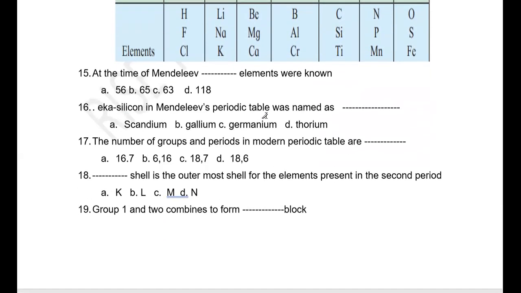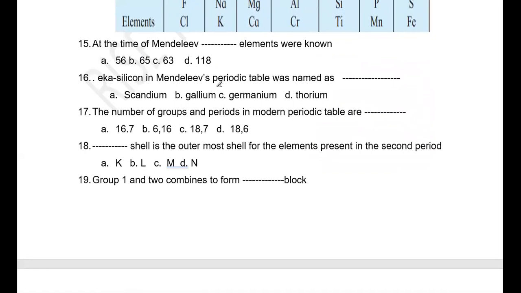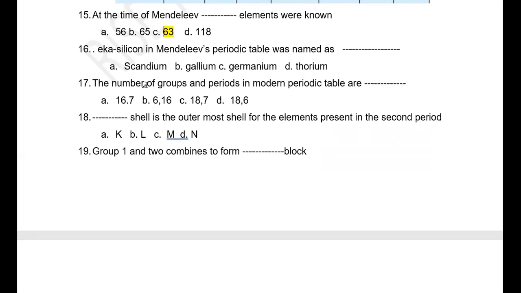Okay. Next question. At the time of Mendeleev, dash elements were known. 56, 65, 63, 118. We know at the time of Mendeleev, 63 elements were known. Next, icosilicon in Mendeleev's periodic table was named as dash. Scandium, gallium, germanium, thorium. The correct option is, icosilicon is known as germanium, option C.